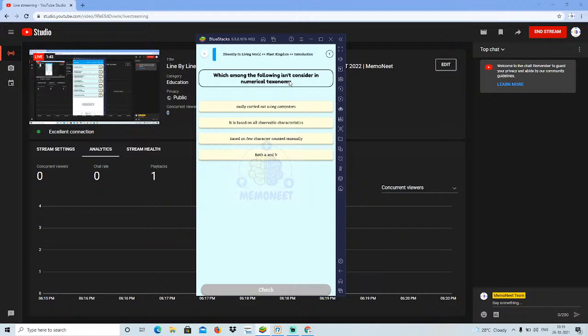These questions in the temporary memory could be the questions that I got wrong in the introduction part of Plant Kingdom. Which among the following isn't considered in numerical taxonomy? Easily carried out using computers. Yes, true. It is based on all observable characteristics, based on few characteristics, counted manually. I guess it's both A and B.